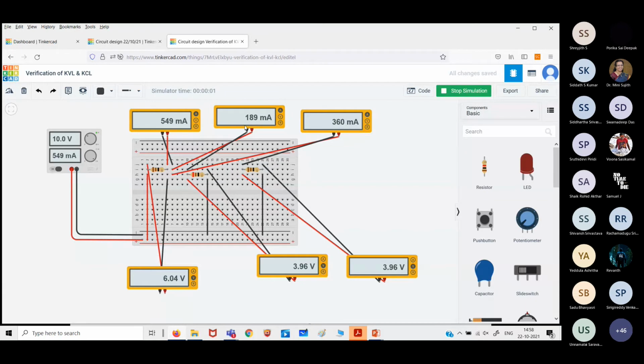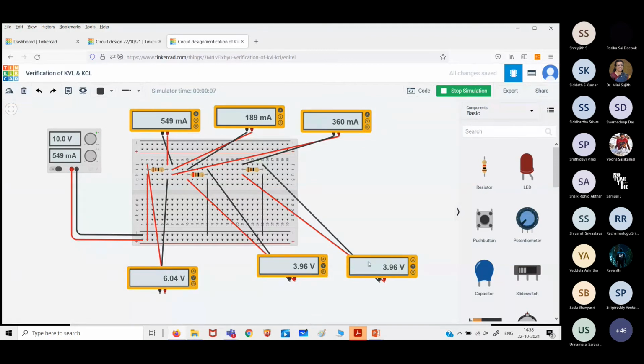Once you click, you will get some readings. If you have already done the theoretical calculations, you can verify the readings you are getting. If there are any changes, stop the simulation and verify your connections. If you haven't done the theoretical calculations because it's a first class, you can take down these readings and take my readings as reference. Then you can calculate and cross verify.